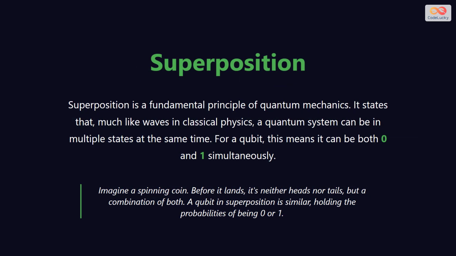This both-at-once property is called superposition. Think of a spinning coin. While it's in the air, it's not quite heads and not quite tails. It's in a combination of both states. A qubit in superposition is similar. It exists in a range of possibilities between 0 and 1. It's only when we measure it that it chooses a single state.